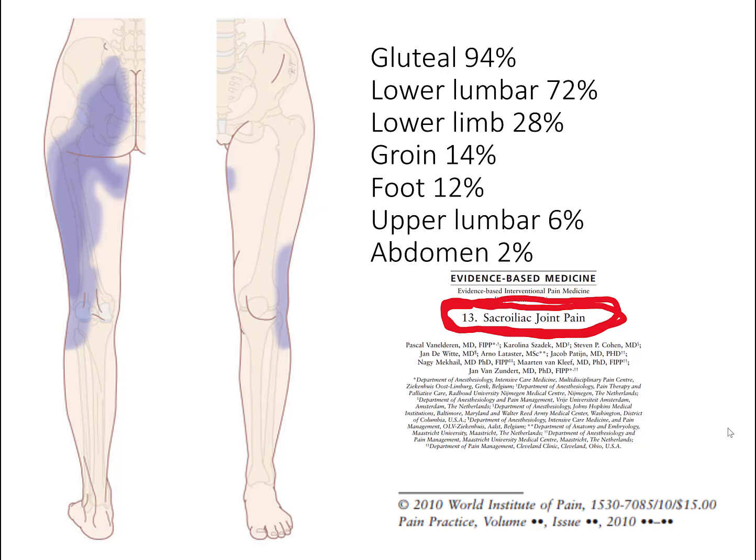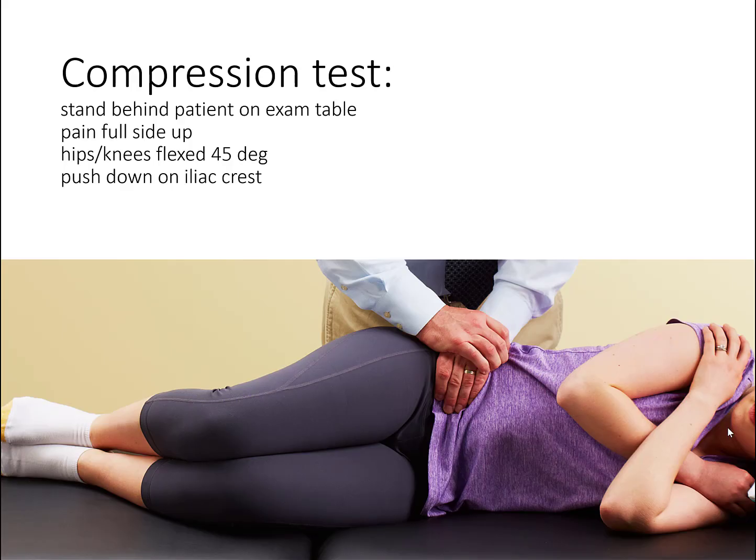What else can give pain here? What other anatomical structure on the spine? Facet, yeah, facet, exactly. Facet can be exactly like that. So, all right, how do you test for sacroiliac joint pain? I have all the tests here.